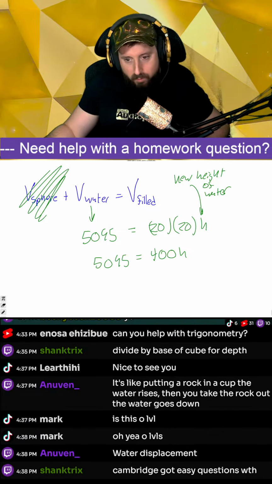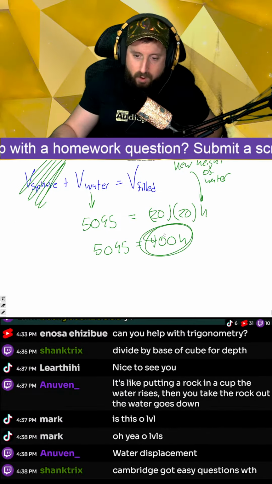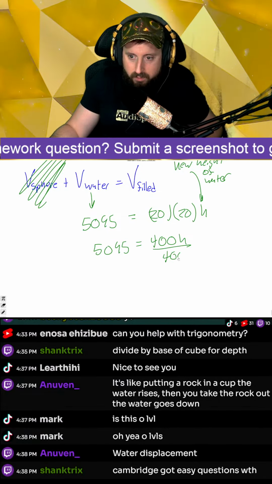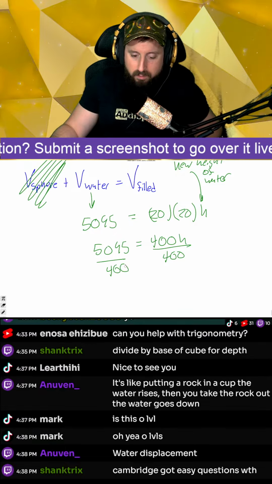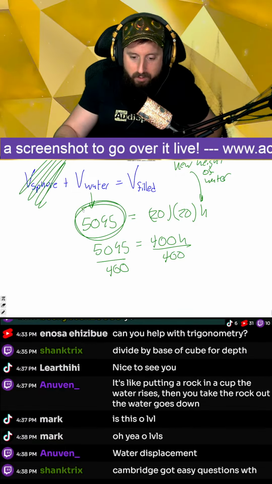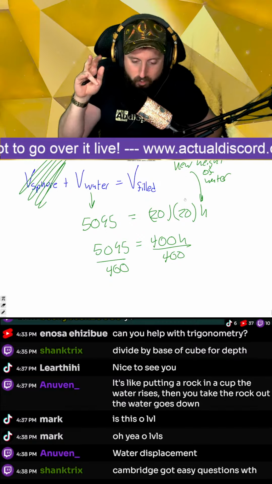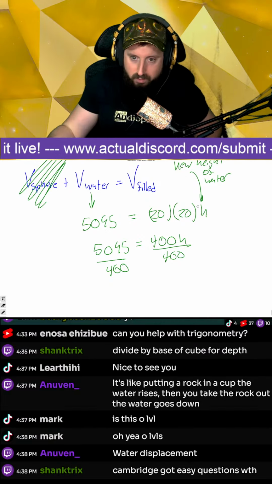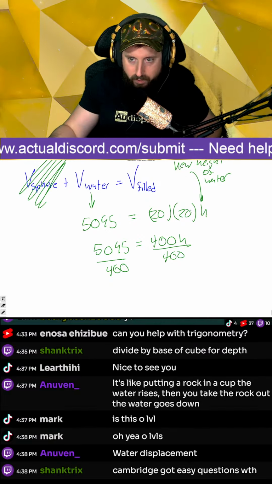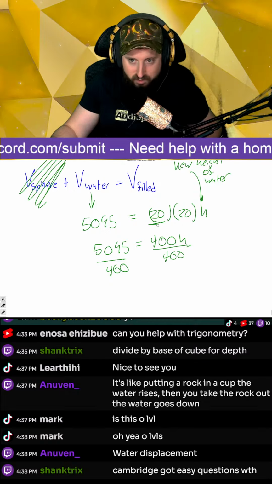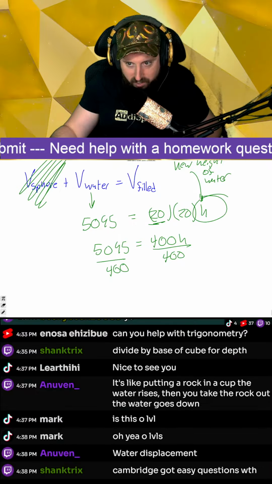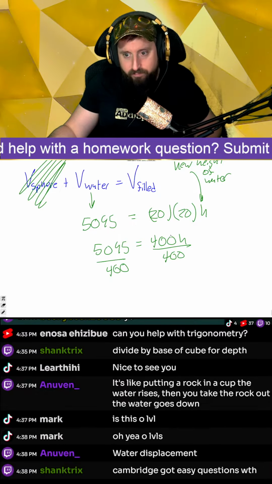Okay. So now all I do is divide both sides by 400. So this is the volume of the water. This is the volume of the filled cube, which no longer includes the volume of the sphere. And that's still the base, which is 20 times 20, length times width, times the height. 20 times 20 is 400.